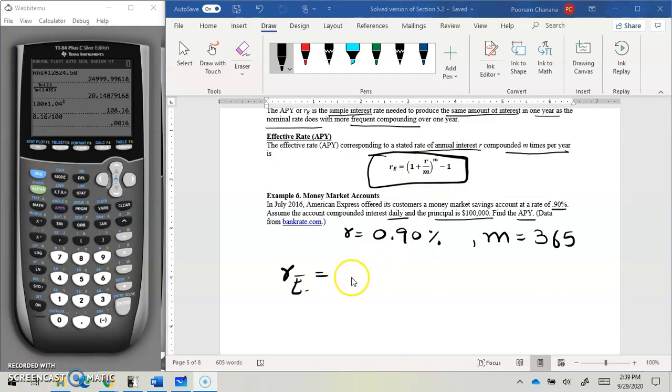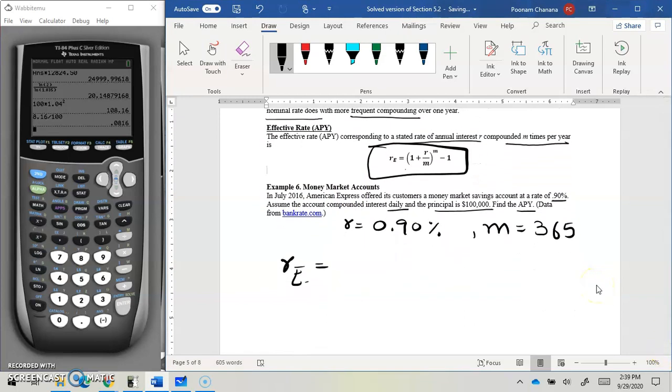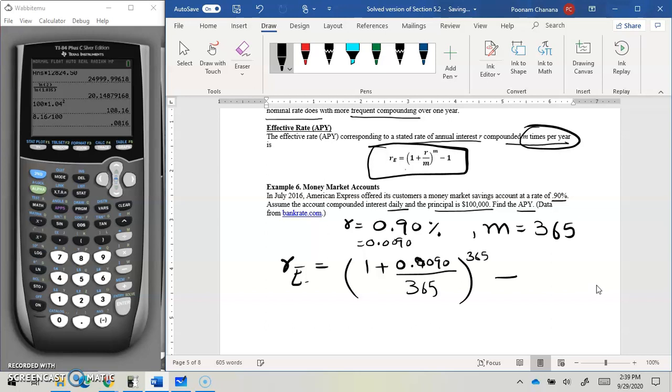So how we use the formula is, we have R, we have m, the formula is given as this: 1 plus r by m raised to power m. Remember, what is m? m is the compoundings per year. So that will be 1 plus, in this case, 0.90%, meaning 0.0090 in the decimal format, divided by 365, raised to the power 365, minus 1.